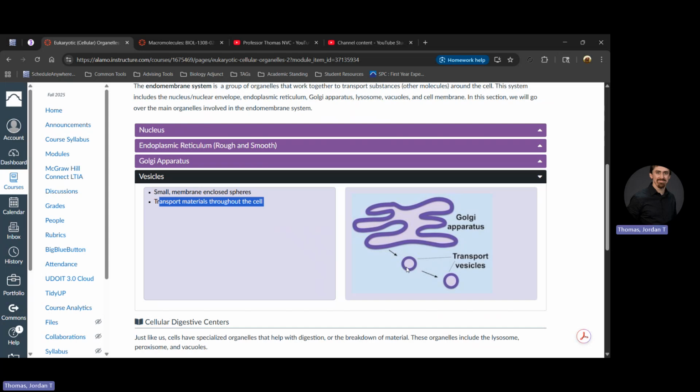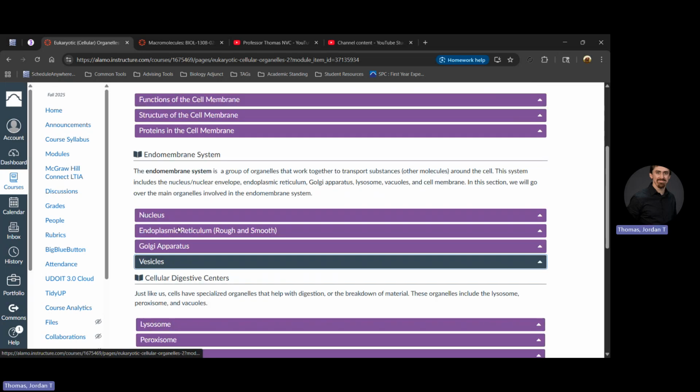These vesicles, if the Golgi was like the UPS, the actual location that processes the packages, identifies where they need to go, and sends them on their way, transport vesicles are like the actual mailmen that are driving around in their vehicles to deliver the mail to the correct location. So you can see how with these four organelles, nucleus, endoplasmic reticulum, Golgi apparatus, and vesicles, all of them are used in protein synthesis in some sort of way.